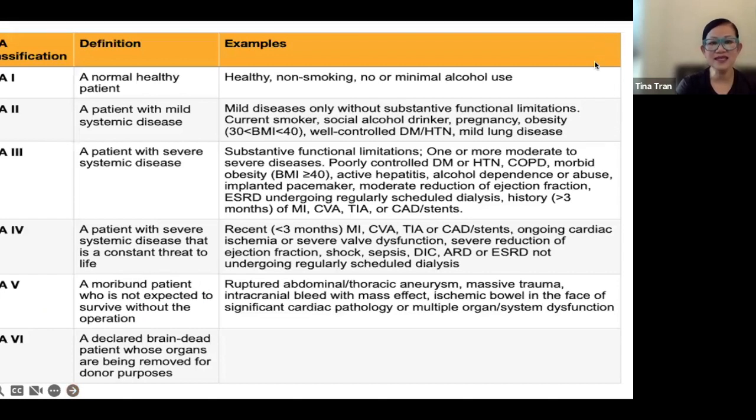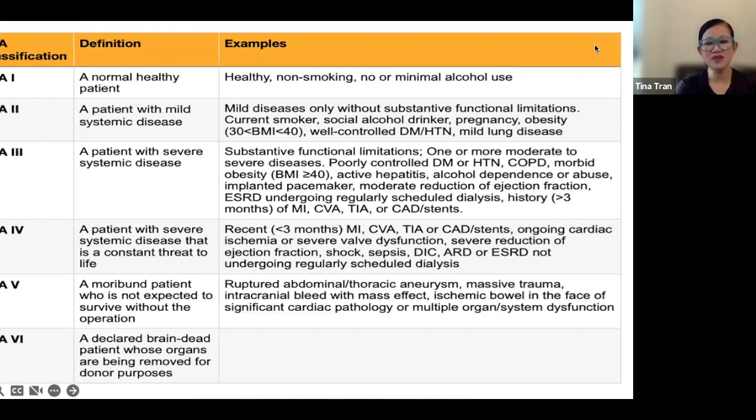The ASA status is a form of communication to let us know about the patient in general and their health, with some of the examples. ASA 1, a healthy, normal patient, is pretty much understood, whereas ASA 6, a patient who's going for organ procurement, is also understood. It's the ones in between, usually between ASA 2 and 4, that are a little bit grayer.